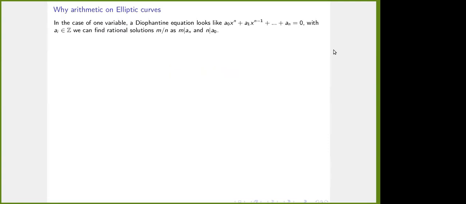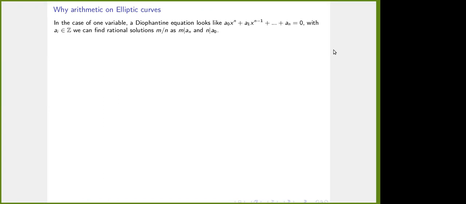Today I want to talk about the arithmetic on elliptic curves. My main reference will be Silverman and Tate's book. It's a fairly elementary book. What I want to focus on today is proving the Mordell-Weil theorem, which is that the rational points on an elliptic curve are finitely generated. So let me start by talking about why do arithmetic on elliptic curves.